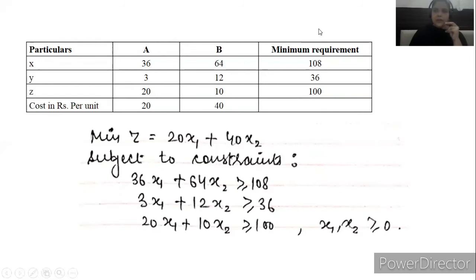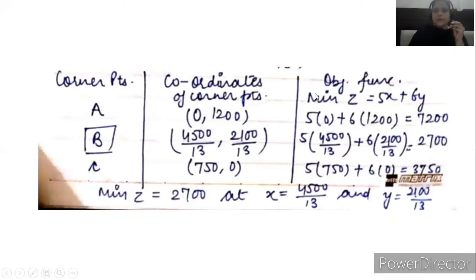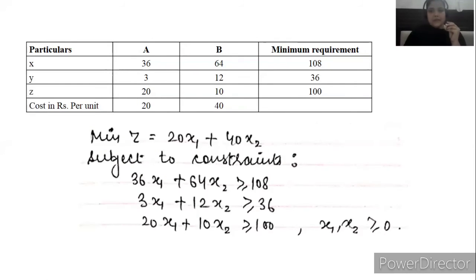This is minimum requirement. It means you may get the equal value or more value, but you should at least take the minimum of it. It means in your constraints, there will be a sign of greater than or equal to. There are three constraints: 36x1 plus 64x2 greater than or equal to 108, 3x1 plus 12x2 greater than or equal to 36, 20x1 plus 10x2 greater than or equal to 100, where both x1 and x2 are greater than or equal to 0.